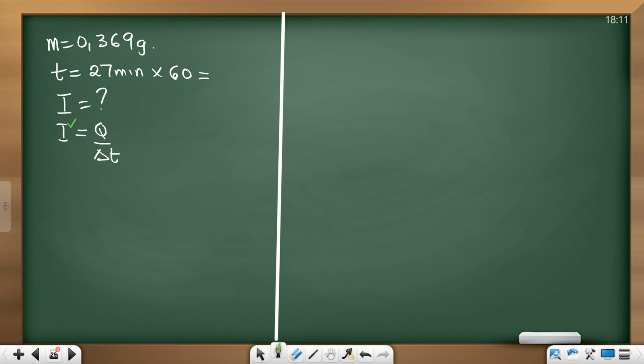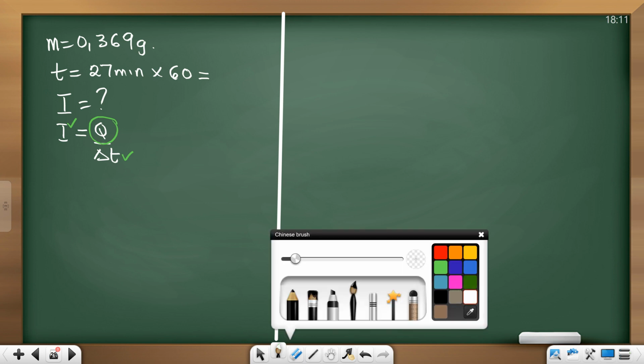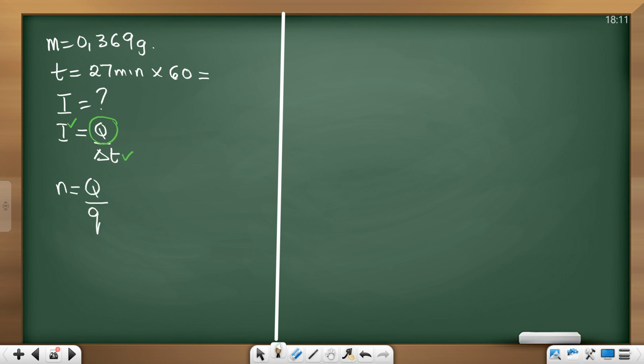I'm looking for I. Do I have time? Yes. My problem is Q. Luckily, in your new paper 2, under the formula pages, below E-cell, you would find another line: n equals Q over qe. Here qe is the charge on an electron, 1.6 times 10 to the power negative 19. I'm not expecting something this hectic, but I'm showing you how to.